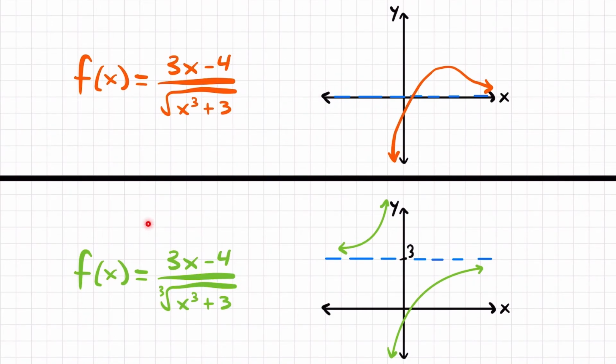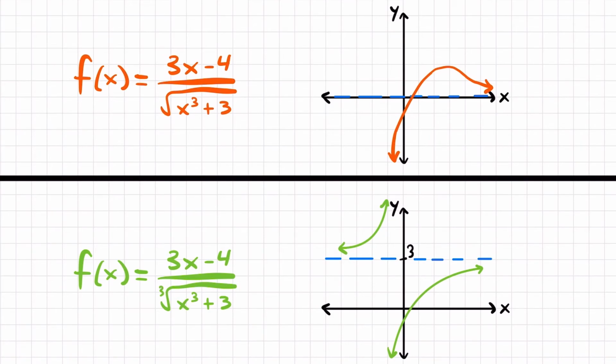Okay, but then if we look at this other function here, this is very similar to this previous function, except instead of having a square root in the denominator, we have a cubed root in the denominator. And what I want you to notice here is that even though we have the cubed root of x cubed, we still only have one horizontal asymptote. Sometimes students will think, well, since the square root of x squared produces two horizontal asymptotes for a rational function, then maybe the cubed root of x cubed will as well. But as you can see here, that is not the case. And that's because the cubed root of x cubed doesn't work like the square root of x squared.